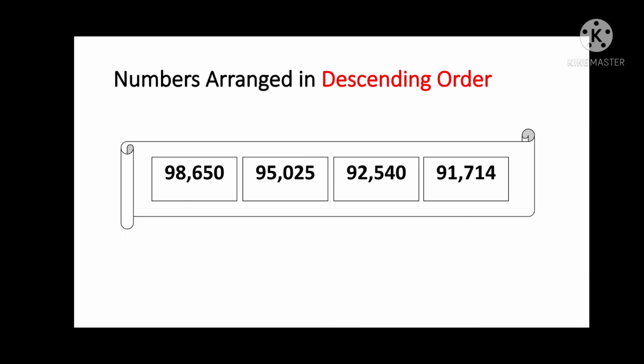Let's put them in a straight line. Here, 98,650 being the biggest and 91,714 being the smallest. We have arranged the numbers in descending order. Very good.